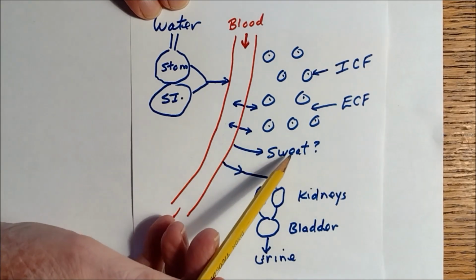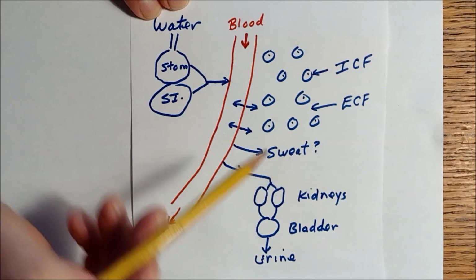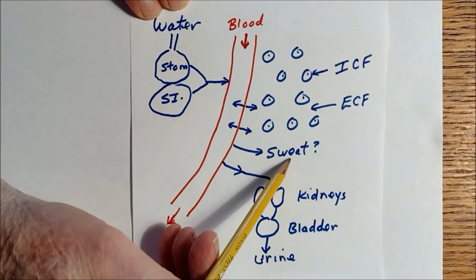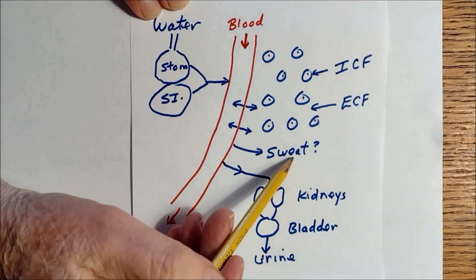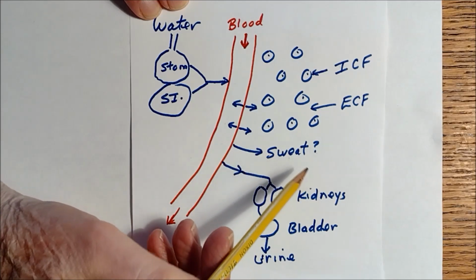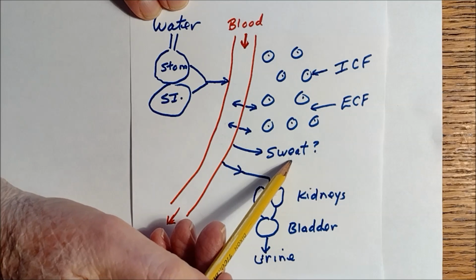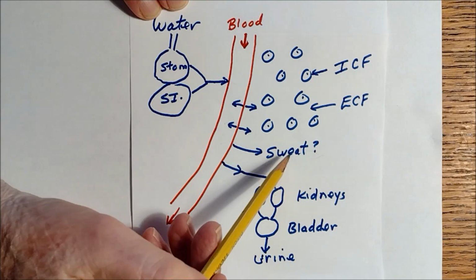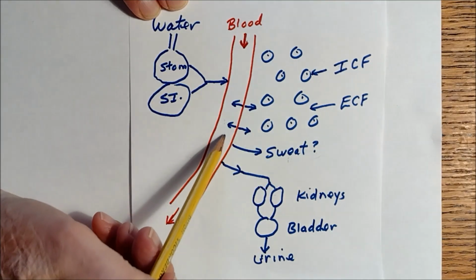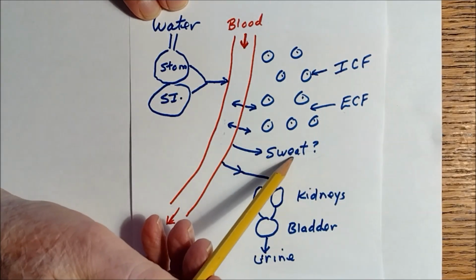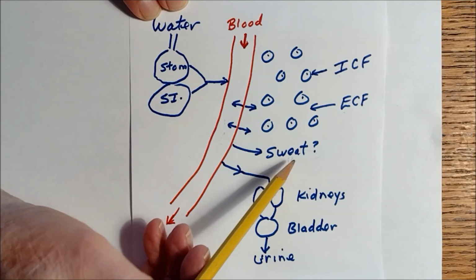First of all, notice I've got sweat here off to the side, and I've got a question mark. Why do you think there's a question mark there? It's because what you're doing can affect how much water you're losing by sweat. If you're in a cold environment, you're not going to sweat hardly at all, and you're not going to be losing any water that way. But if you're in a desert or hot environment, you're going to be sweating a lot, and a lot of water is going to be lost by sweat. First from the blood vessels, bloodstream, then from the ECF, and finally from the ICF. So this is kind of a toss-up about what the person is doing.